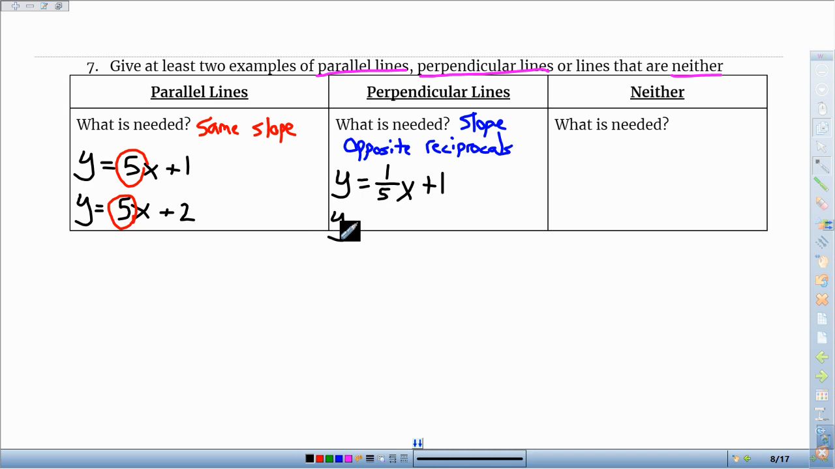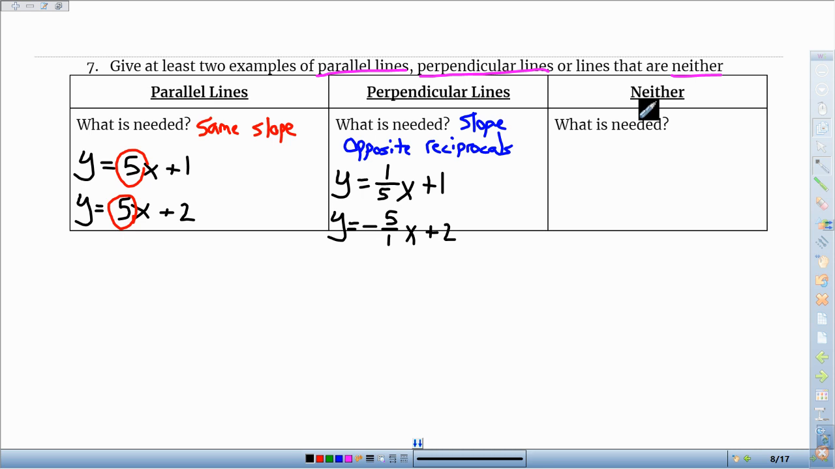Here's the thing. My other equation, its slope needs to be an opposite reciprocal of positive 1 over 5. So it would then be a negative, and I would flip this to a 5 over 1. Then put x next to it. The y-intercept doesn't matter on this. It's all about the slopes. So I'm just going to make it the plus 2 again. So opposite reciprocals is what gives us perpendicular lines. Change the sign, flip the fraction.